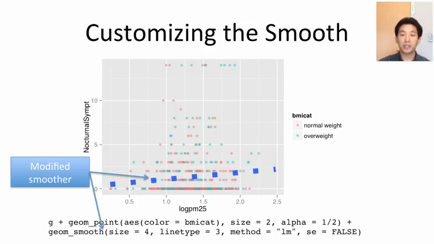I can also customize the smoother if I want to. So now I'm going to modify the options to the geom_smooth function. So here, all I've done is I add an option to say size equals 4. So I made the line a little bit thicker, and I made the line type equal 3. The 3 just means a dotted line instead of a solid line. I still use method equals lm, so I want a regression line, and I turned off the confidence interval so that it's a little bit more clear to see. So I say se equals false. So these are all options that you can add to the geom_smooth function if you don't like the defaults.